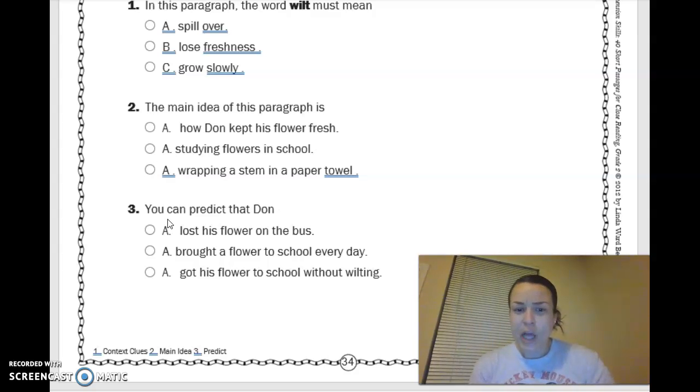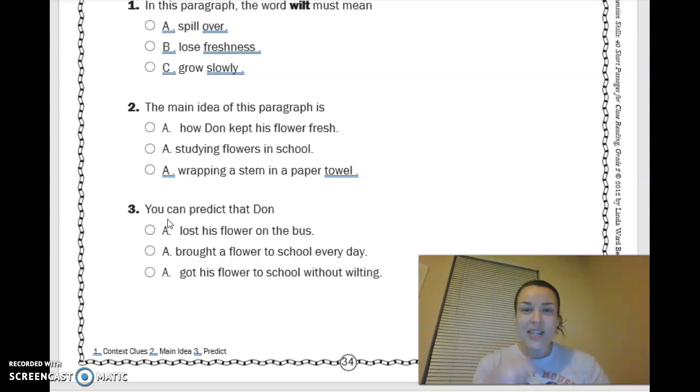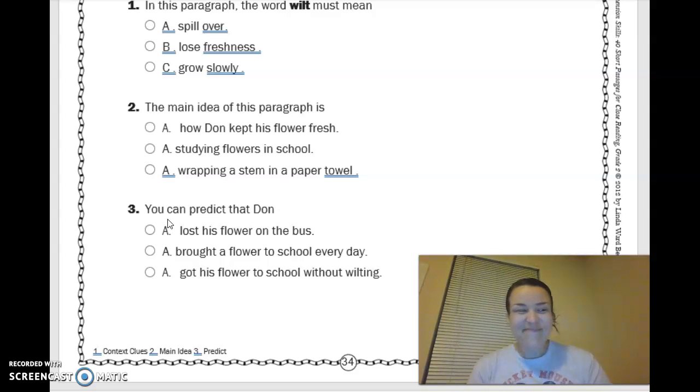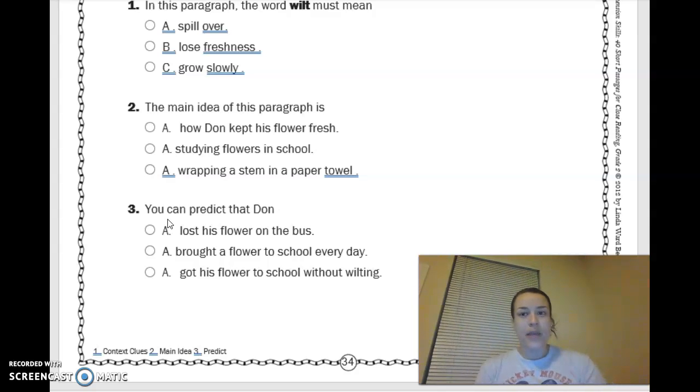So A, lost his flower on the bus. Do you think after Dawn was putting so much care into taking care of this flower that he would lose it? I don't know how likely that sounds. B, brought a flower to school every day. Maybe that is something that Dawn did because he has a flower, now he knows how to keep it alive. So let's keep that one here just in case before we check our last answer. Answer C, got his flower to school without wilting. He did wrap it up so that it wouldn't wilt.